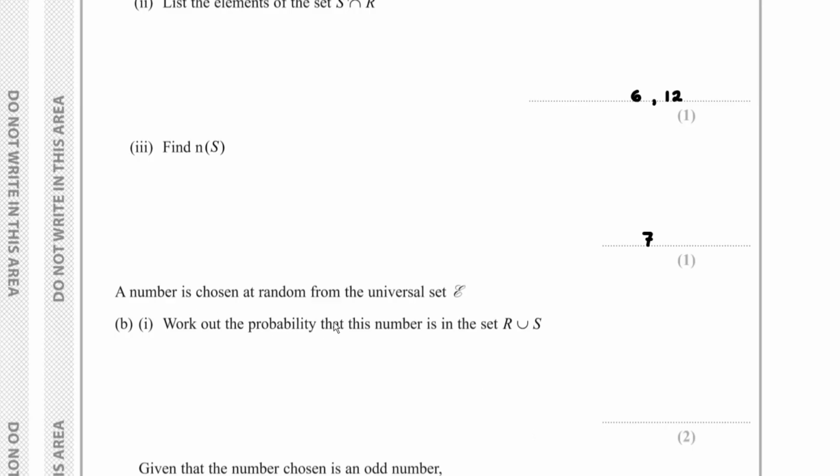A number is chosen at random from the universal set. For the first part of part B, work out the probability that this number is in the set R or S. Well, in total we have 14 numbers, so our fraction will be out of 14. And we need to consider R or S.